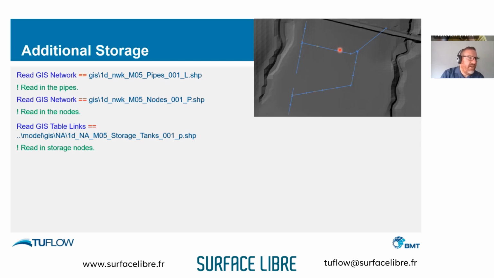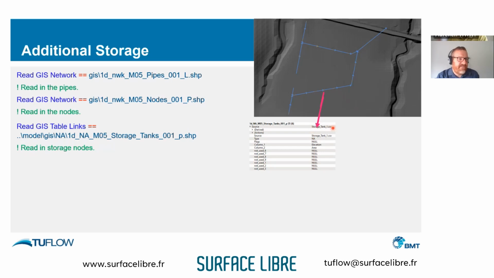In this instance, we've then got two nodes where we have defined storage. So these might be storage tanks. So we've just got two nodes. They snap to the existing manually defined nodes. These are what we call table links. So we read in the 1D NA and there's a shapefile, specify a CSV file. We have a column with elevation, column of area, and then this defines the storage at that node location. So it's not automatically generated storage, it's manually defined storage.